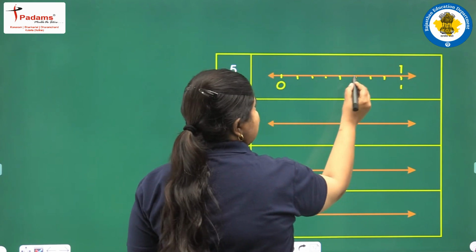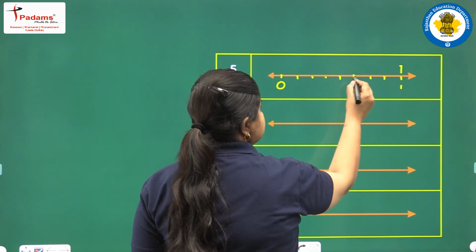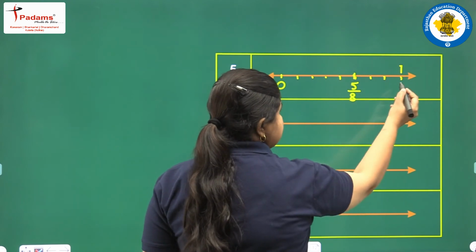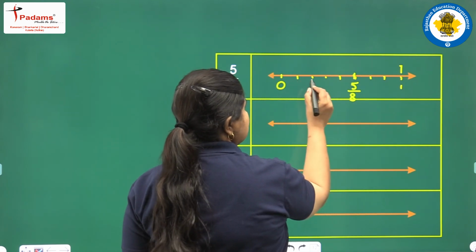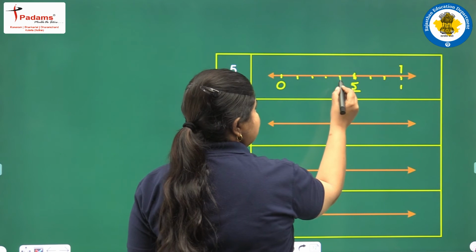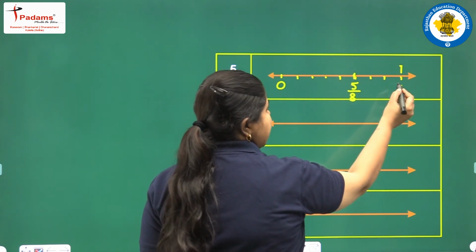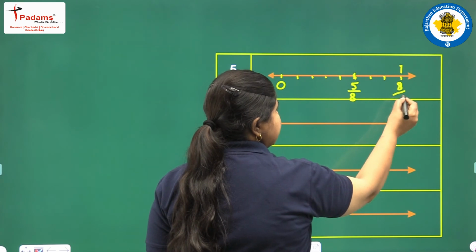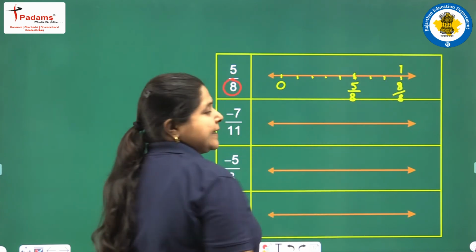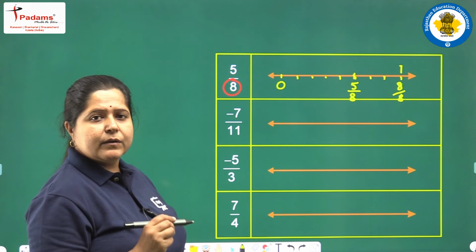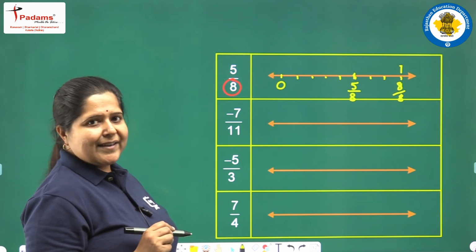1, 2, 3, 4, 5. This particular point. And what is this? 1 by 8, 2 by 8, 3 by 8, 4 by 8, 5 by 8, 6 by 8, 7 by 8 and this is again 8 upon 8. 8 by 8 get cancelled. We are left with 1. So it is very easy.